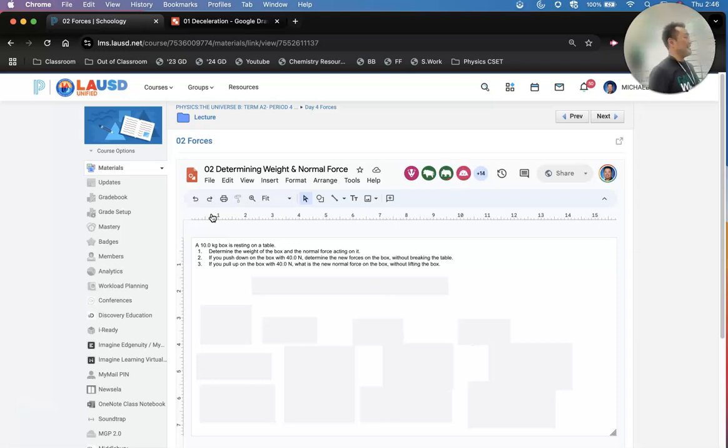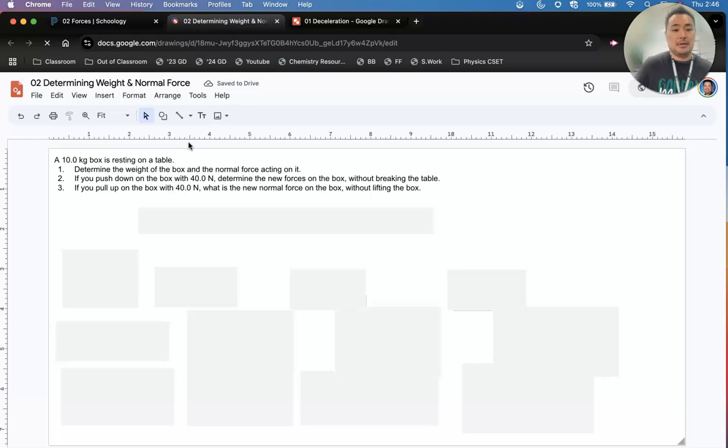A 10 kilogram box is resting on a table. Determine the weight of the box and the normal force acting on it. If you push down on the box with 40 newtons, determine the new forces on the box without breaking the table. And then if you pull up on the box with 40 newtons, what is the new normal force on the box without lifting the box? So let's get some definitions first.